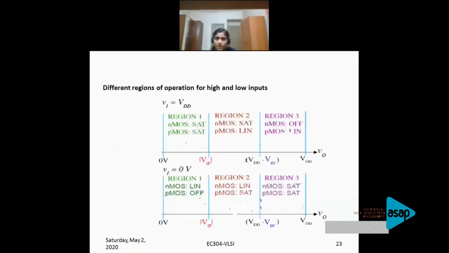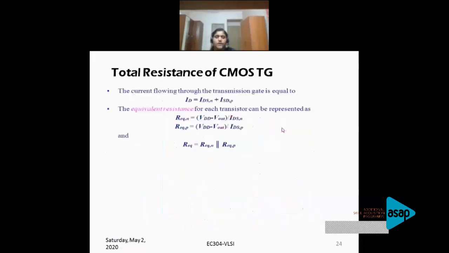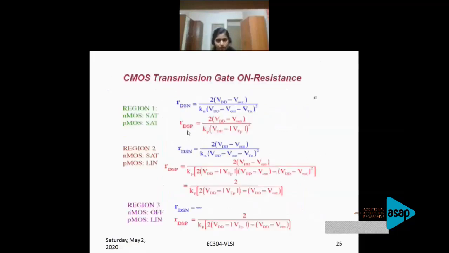That resistance can be found because resistance is nothing but voltage by current, and that current equation varies depending upon each region of working. Right. So that is the main aim of going through all this. So we have a total current equation here and the resistance equation here. Based on that, we go through the different regions, say region 1, region 2, region 3.